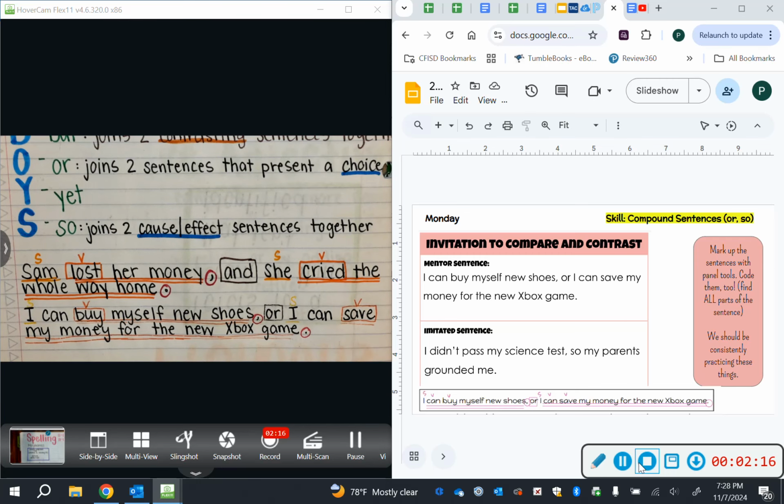You are also going to write the second sentence that's using the next conjunction. I didn't pass my science test, so my parents grounded me. You're going to write that sentence on your own. Go ahead and pause the video and copy down the 2 sentences on the screen, on the slide. I coded the first one, which is here. You are writing and coding the second one on your own.